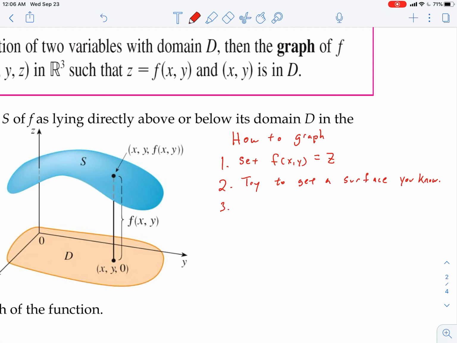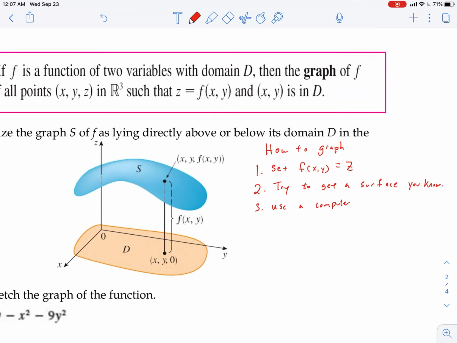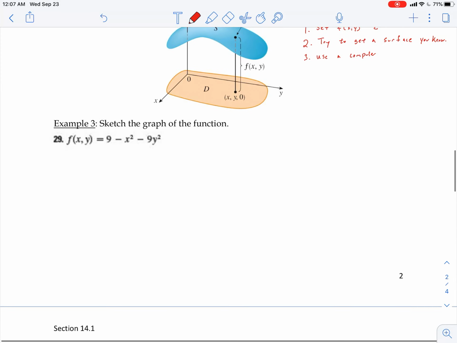And then three, if you can't get it into a surface that you know, you'll just use a computer. In this class, I'm going to expect you to use a computer. If that's the case, the problem will say to use a computer to graph such and such. You can Google how to find 3D graphs out there. Even if you want to check your answers when I provide them, you can always use a computer to check.